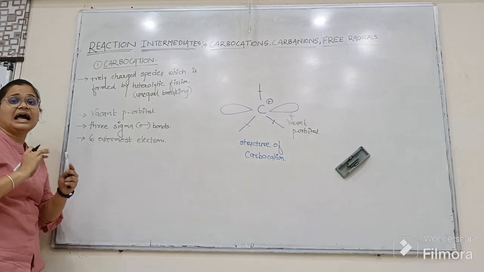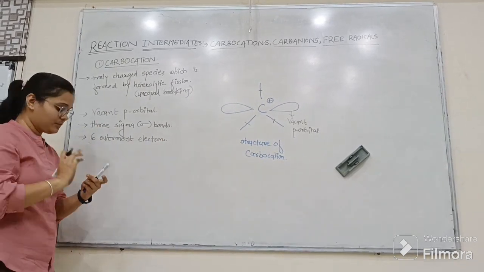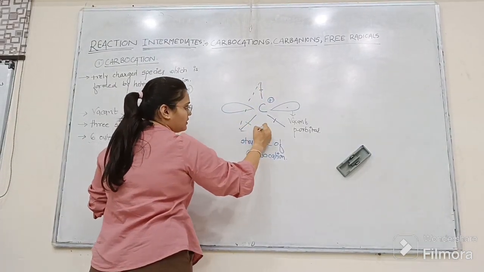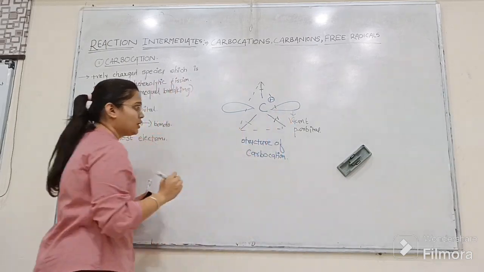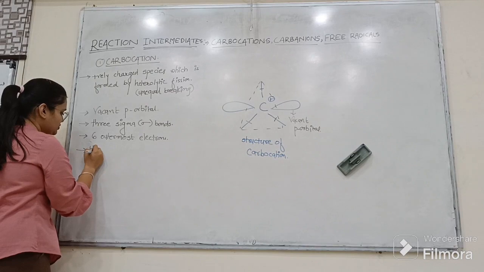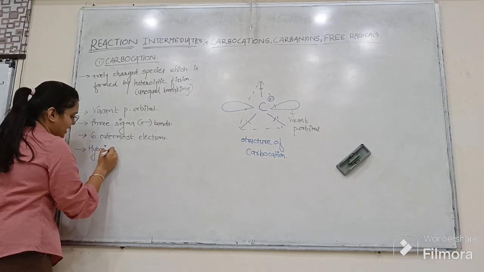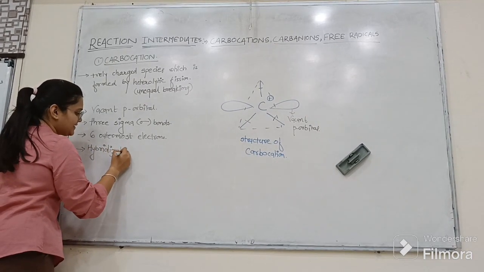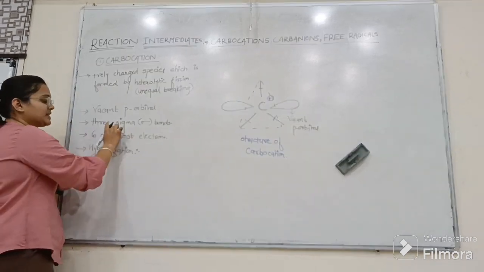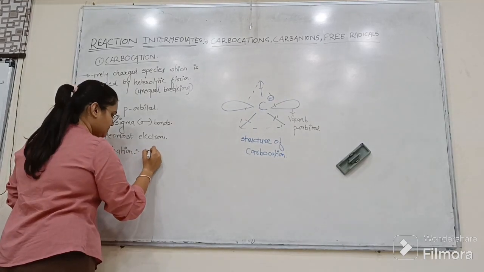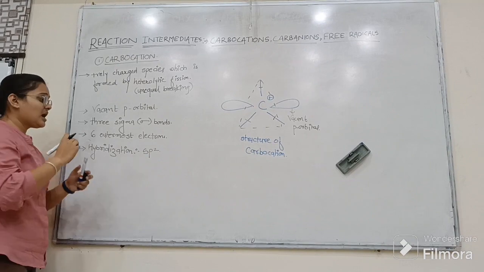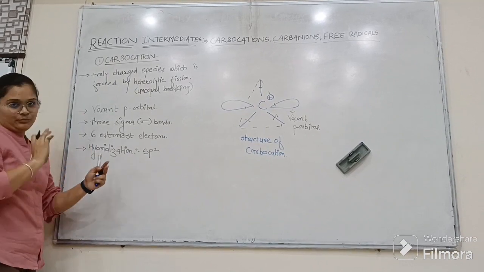Now I have to see the hybridization of this carbocation. I can see here it is forming a trigonal structure like this. So the hybridization of carbocation is sp2. Why sp2? Since it is forming 3 sigma bonds. So one s orbital and 2 p orbitals are involved in the formation of carbocation ions.